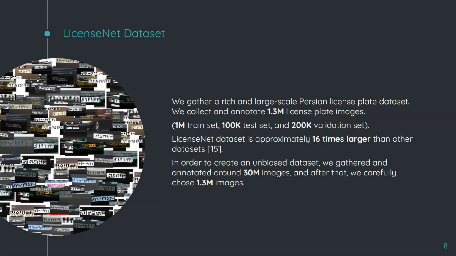This study aims to train a lightweight OCR. Naturally, ViTs are data-hungry models. Official and most computer vision benchmarks, like the ImageNet dataset, have approximately 1 million images in them. Due to the lack of a rich and larger-scale license plate dataset, we gathered one. We collected and annotated 1.3 million Persian license plate images.